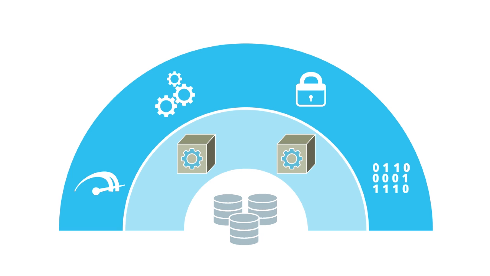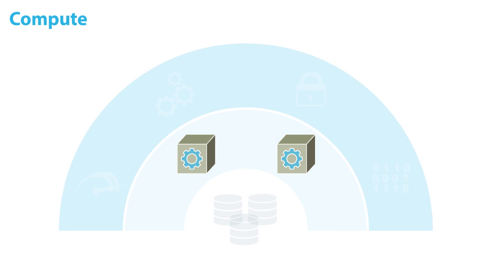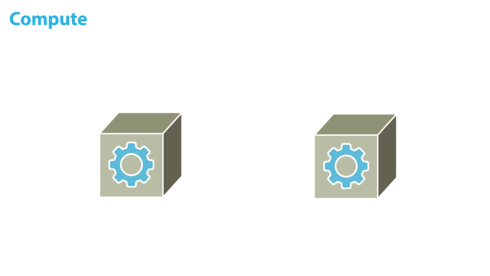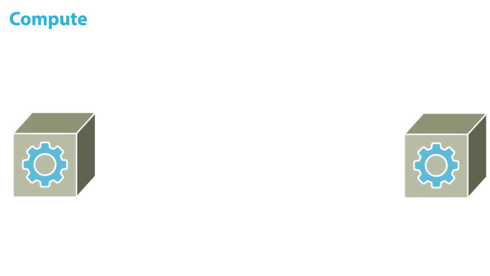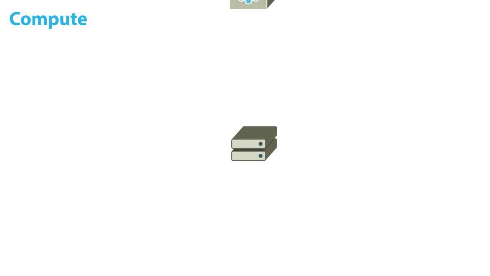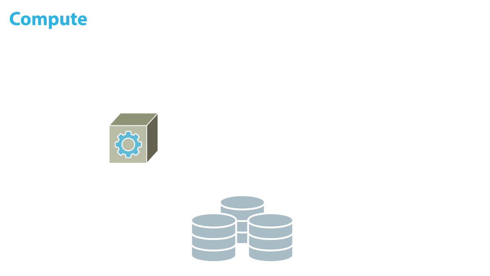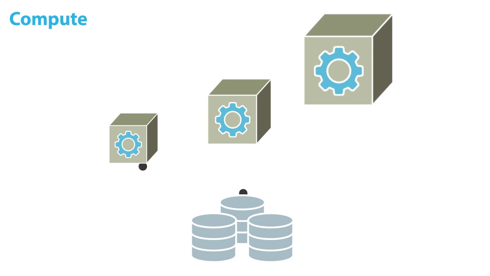The compute layer is where queries are executed in Snowflake using resources from Amazon's EC2 service. Unlike traditional architectures, Snowflake's architecture allows users to create multiple, independent compute clusters called virtual warehouses that all access the same data storage layer without contention or performance degradation. Snowflake handles all aspects of provisioning and configuring the compute resources.